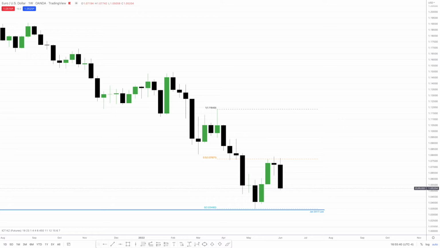Here we have the weekly chart for the euro dollar. As you can see, we traded to equilibrium from this high and this low. We had this big down move indicating that we want to take out this low around the 103.40 level.